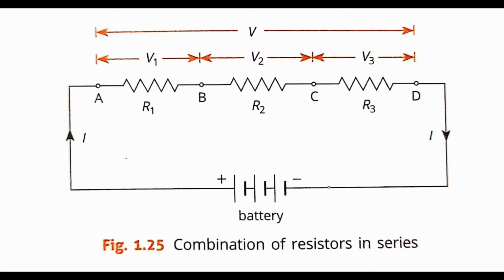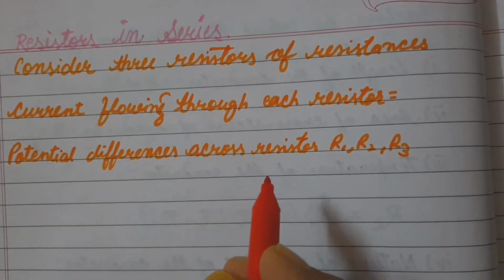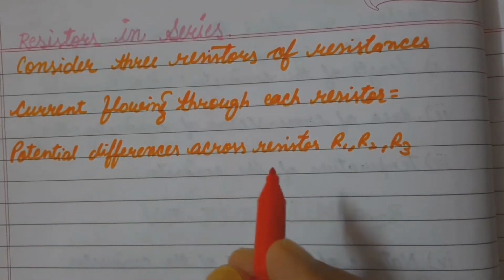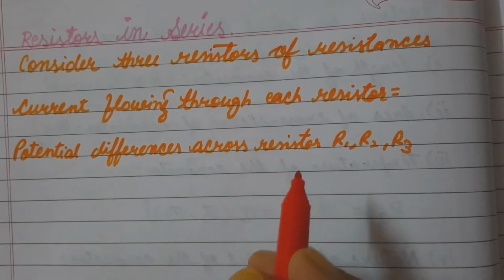It is clear from the diagram there are three resistors R1, R2, R3. Potential difference across them V1, V2, V3 and I current is flowing through the circuit. Draw this circuit in your notebook. Let us calculate equivalent resistance of three resistors connected in series.